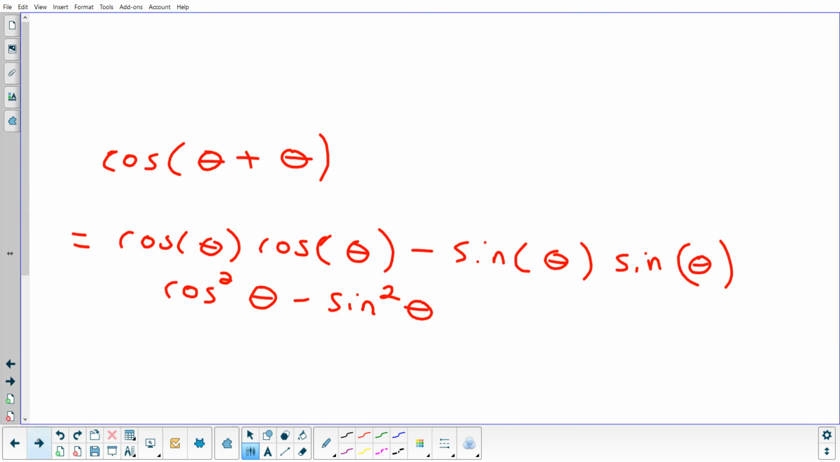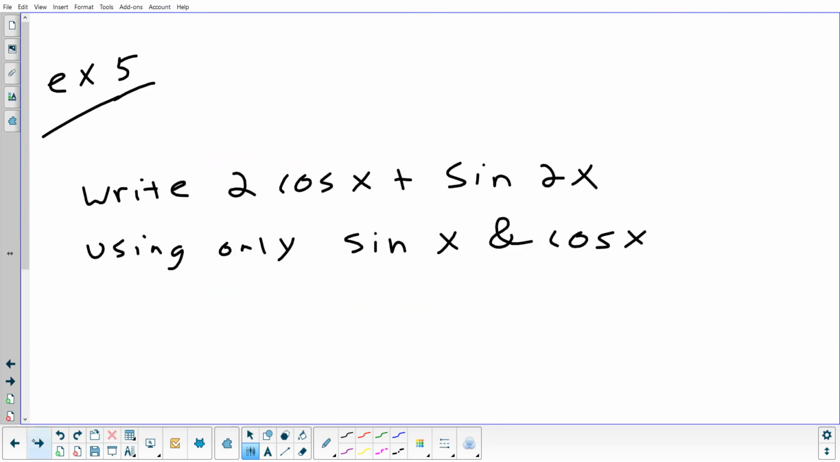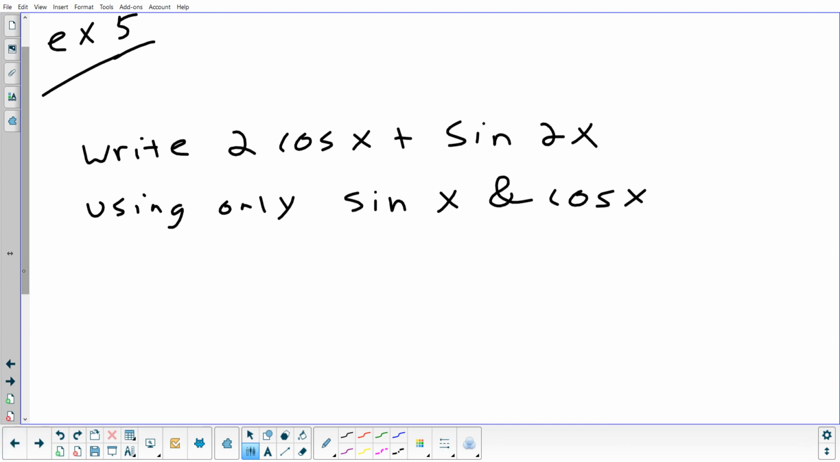All right, so let's take a look at this one. This says to write 2 cosine x plus 2 sine x only using arguments of x. So you cannot have a 2 in the argument. Is there any part of what they gave me that's already okay, and I don't have to change it? Maybe the 2 cosine x. Yeah, the 2 cosine x is okay because that doesn't have a number in the argument. It has a number in front, that's fine. So we're going to leave that.